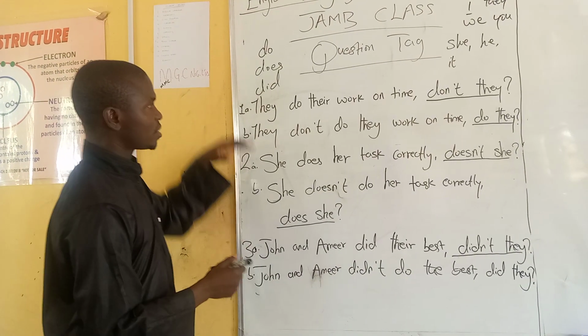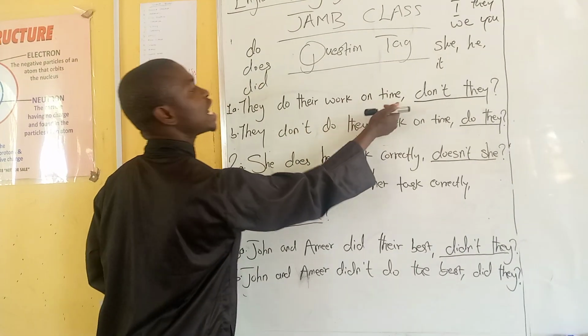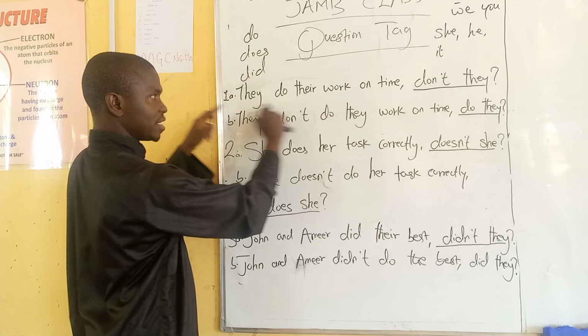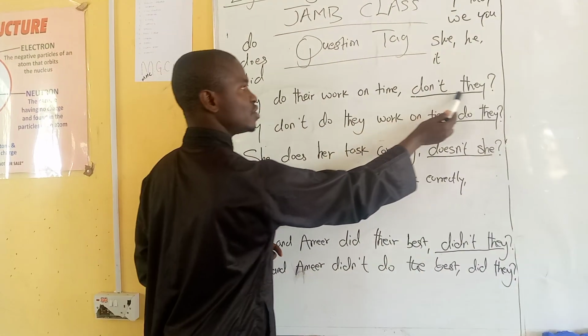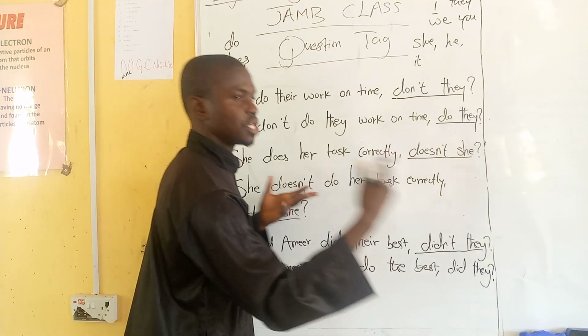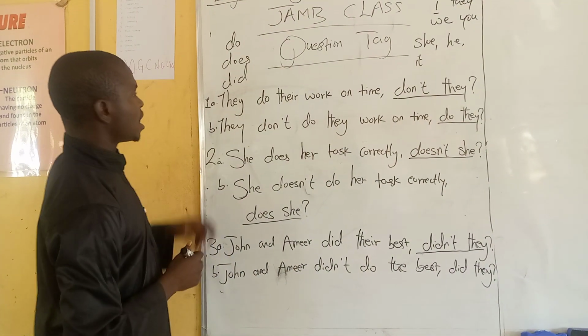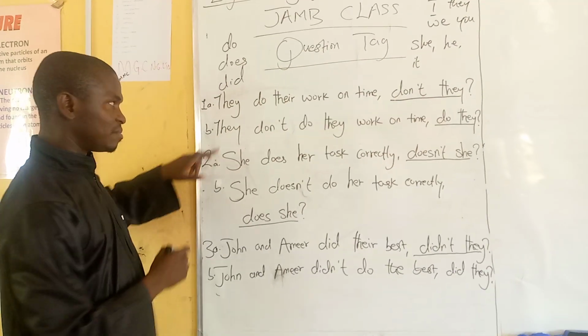Now, here we go. They do their work on time. That's the aspect of the statement. So the question should be, don't they? Don't they? That's 1A.